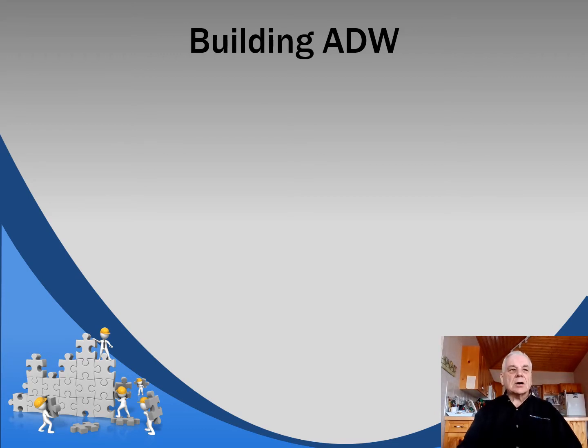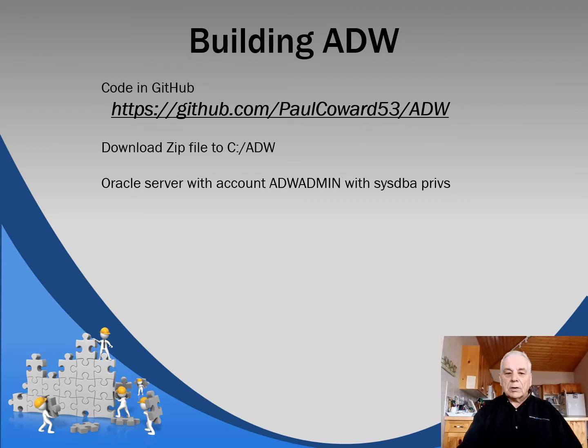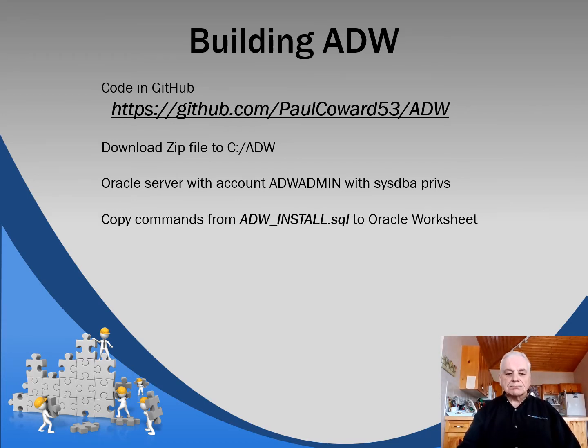So first of all, let's talk about building the warehouse, which is the code I'm going to provide you. The code is in GitHub, and there's the address that you need to go to get the data. So you can see it's GitHub Paul Coward 53 ADW. Now what you do is you just download and unzip it into your C drive under ADW. You have to create an Oracle account, ADW admin, with SysDBA privileges. He has to have elevated privileges. He doesn't need full DBA privileges, just certain elevated privileges like grants. He needs to be able to grant for security purposes, and be able to create and drop. So those types of standard protocols.